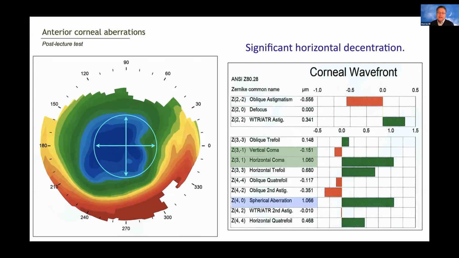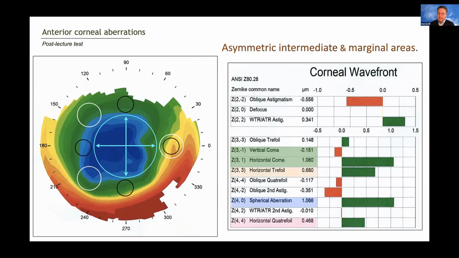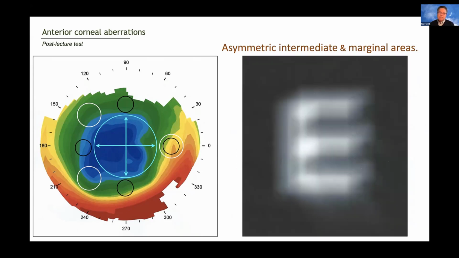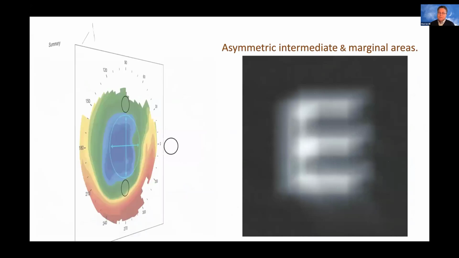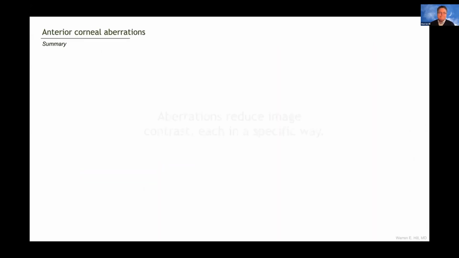And here in the intermediate marginal areas, we have widely variable power. So we're going to see elevated trefoil and quadrifoil. So there's their image simulation, which is pretty much what we thought.